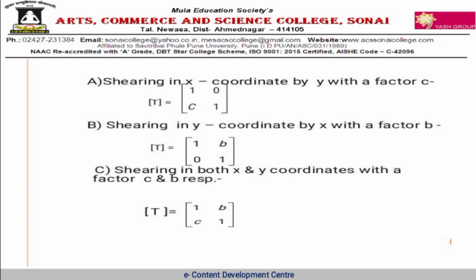Next is shearing in both x and y coordinates with factors C and B respectively. So the transformation matrix T is equal to 1 B C 1. This is the shearing in both x and y coordinates by factors C and B units respectively.